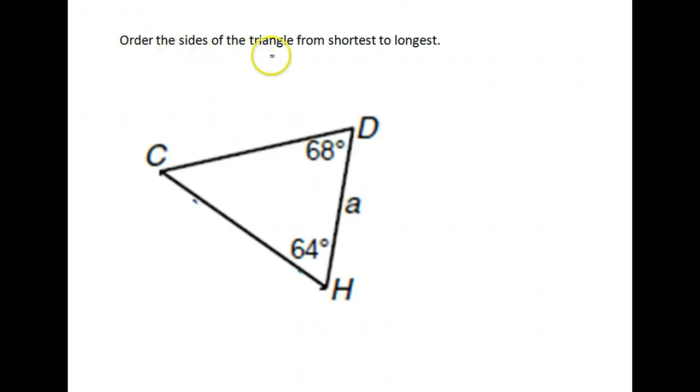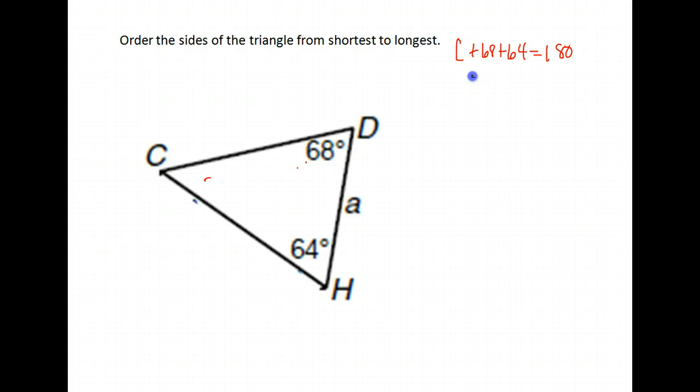It says order the sides of the triangle from shortest to longest. Well, we've been given two angles in the triangle. Let's go ahead and find the third. And remember, we can do that because we know the angles in a triangle should add to be 180. So angle C plus that 68-degree angle plus the 64-degree angle should equal 180. And so real quickly, we're just going to figure out what that final angle is.